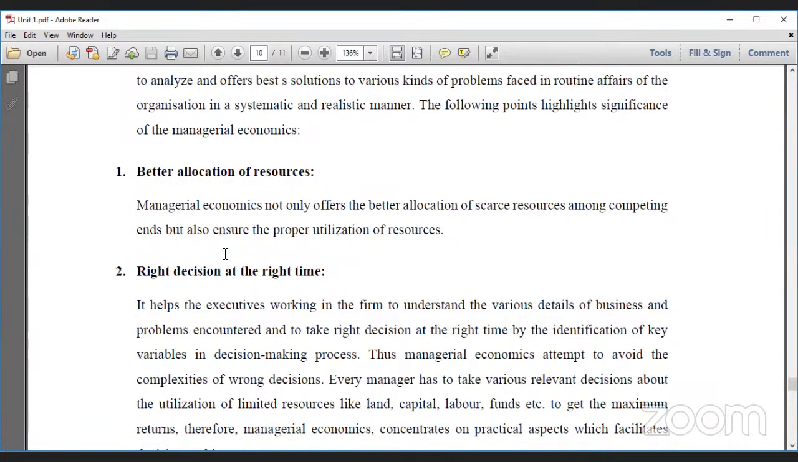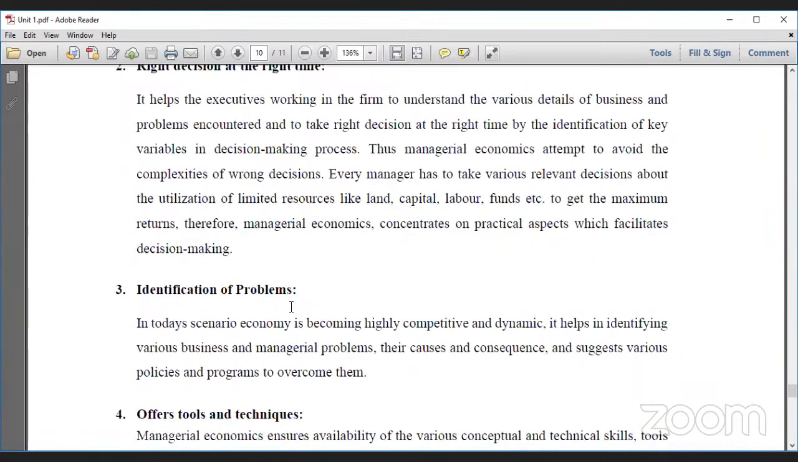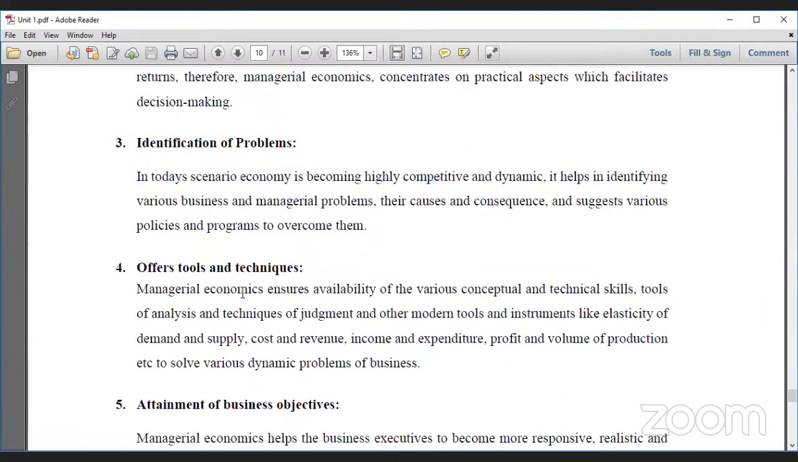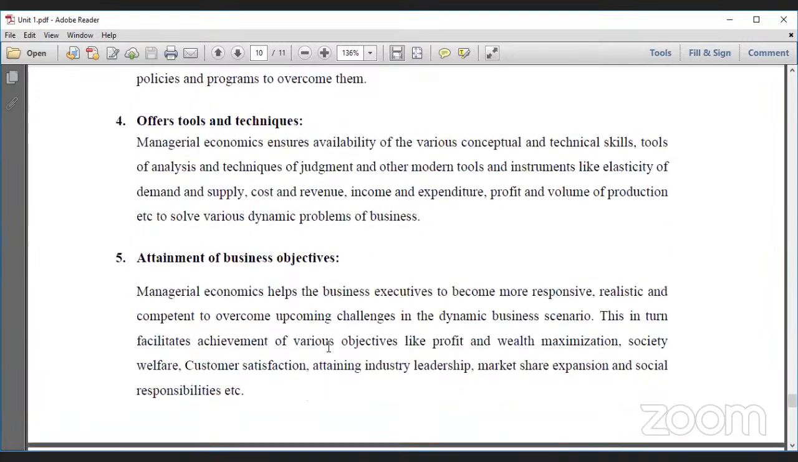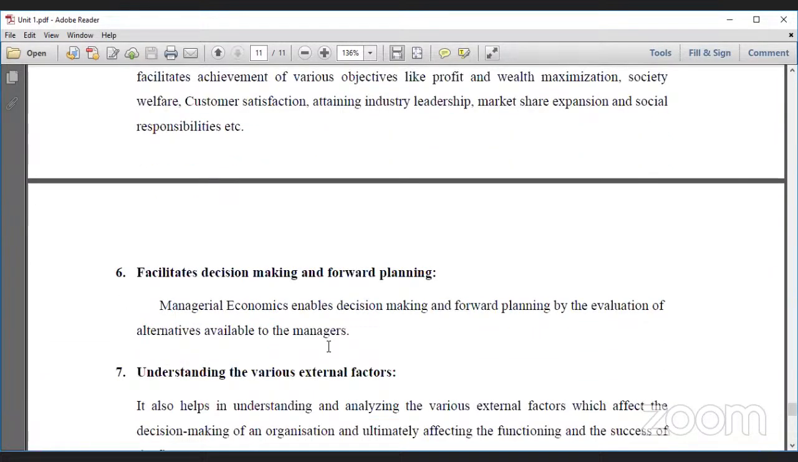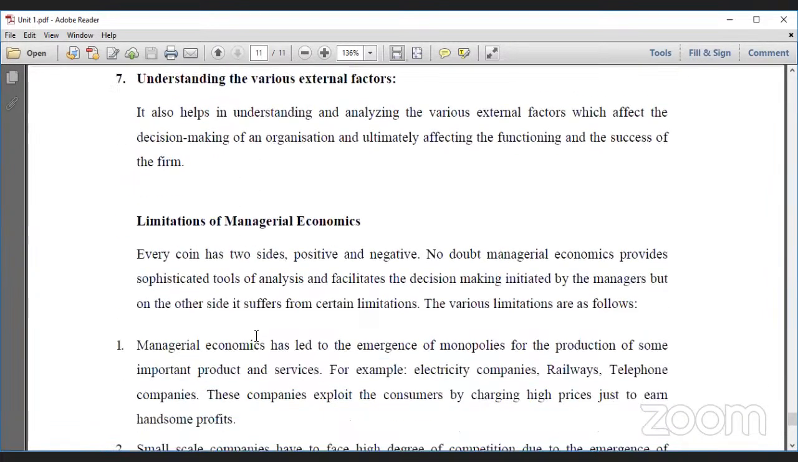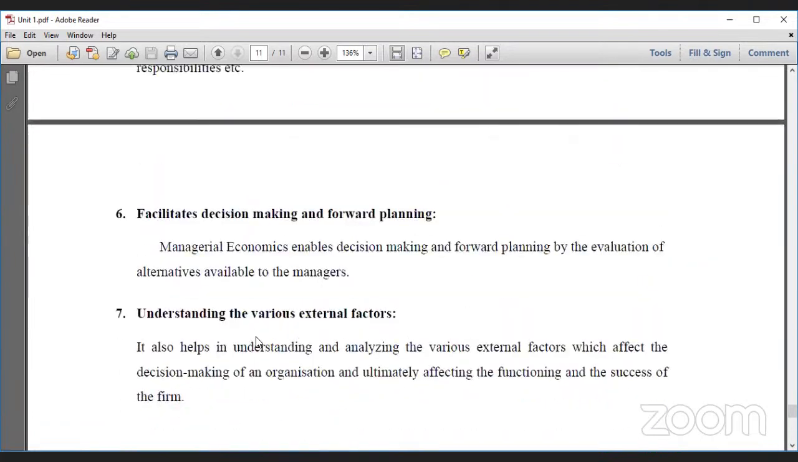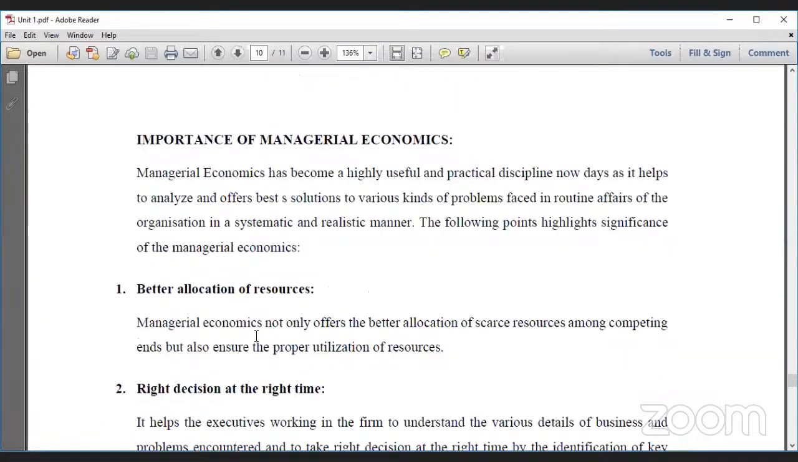Better allocation of resources, right decision at right time, identification of problems, offers tools and techniques, then attainment of business objectives, facilitated decision making and forward planning, then understanding the various external factors. Okay, so these are the importance of managerial economics.